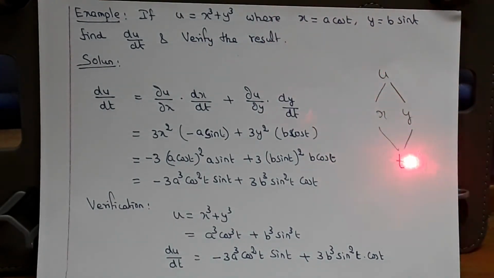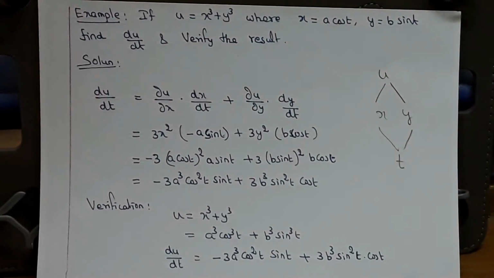So du by dt. Initially u is a function of two variables x and y, so we can use the first result. That is du by dt is equal to dou u by dou x into dx by dt plus dou u by dou y into dy by dt. We know this. Okay. So dou u by dou x.